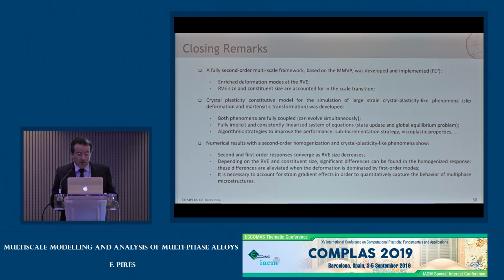The numerical results show that second and first order response actually converge as the RVE size decreases, as they should. And depending on the RVE and the size of the constituents, we can actually observe significant differences in the homogenized response. These differences can be alleviated when the deformation is dominated by first order modes, but in the general case, we can really see significant differences. And to finalize, I would say that it's necessary to account for strain gradients in order to quantitatively capture the behavior of a multi-phase microstructure.